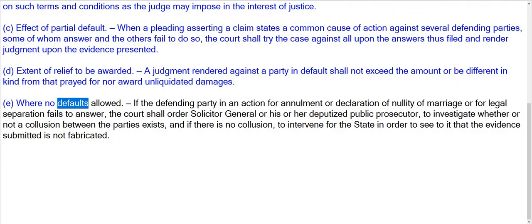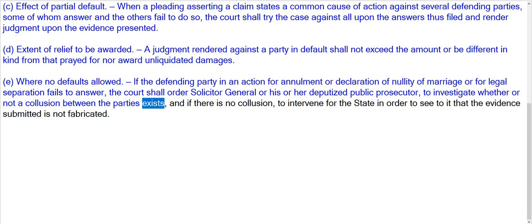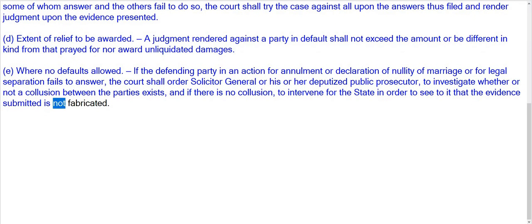E. Where no defaults allowed. If the defending party in an action for annulment or declaration of nullity of marriage or for legal separation fails to answer, the court shall order the Solicitor General or his or her deputized public prosecutor to investigate whether or not a collusion between the parties exists, and if there is no collusion, to intervene for the state in order to see to it that the evidence submitted is not fabricated.